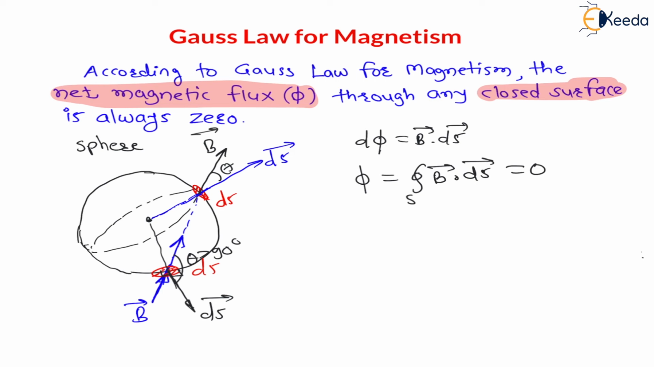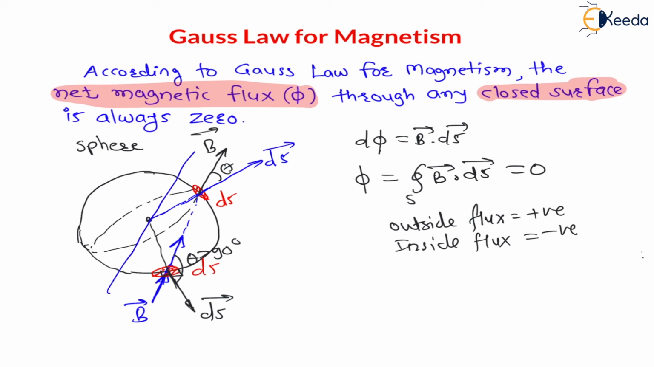Here we can say the outside flux is positive. Already we have seen outside flux is positive and inside flux is negative. And the inside flux and outside flux together will cancel each other. All the inside fluxes will cancel all the outside fluxes. You can check here, if I show all the fluxes like this, at these locations they are inside, at this location they are outside, meaning all entering will cancel out all the leaving, and the net flux will be zero for a closed surface. This is called Gauss law for magnetism.